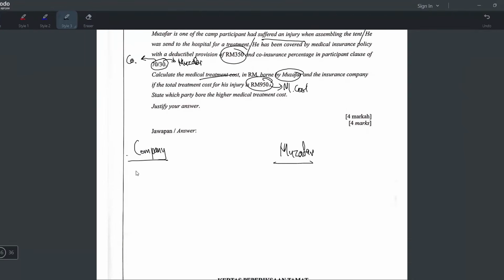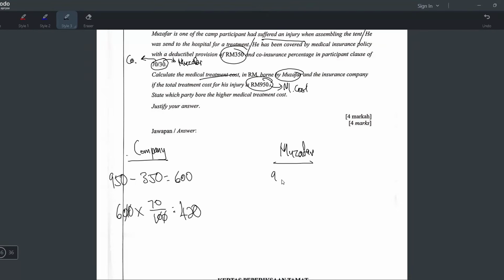Okay, company. So according to the formula, take the medical cost 950 tolak dengan deductible berapa? 350, okay. So dapat 600 tapi kena darab dengan besar persen sebab company. So 70 over 100. Okay, potong, 420. Okay, done. This is the amount borne by company.